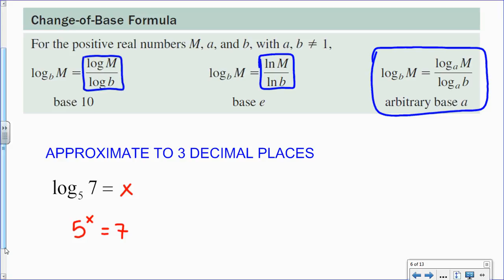I can kind of think about it a little bit, though. So 5 to the first is 5, so I know it's bigger than 1, right? 5 squared is 25, so it's got to be less than 2. So it's some number between 1 and 2.